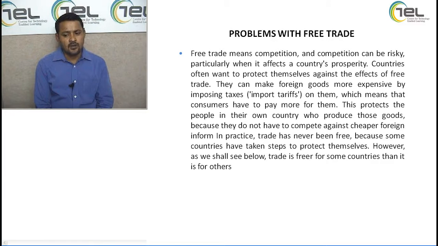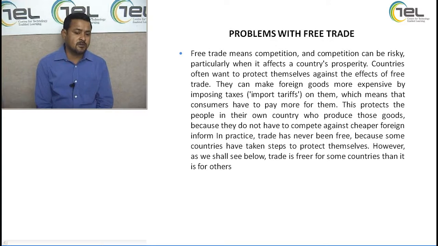They can make foreign goods more expensive by imposing taxes, which means that the consumer has to pay more if they want to purchase the foreign goods. This protects the people in their own country who produce those goods at a higher cost because they don't have to compete against cheaper foreign goods.